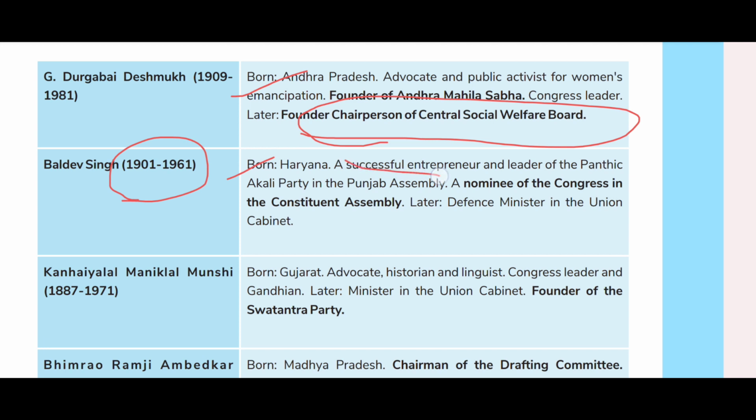He was born in Haryana, a successful entrepreneur and leader of the Panthik Akali Party in the Punjab Assembly. He was a nominee of the Congress in the Constituent Assembly. Later, he became the Defence Minister in the Union Cabinet.